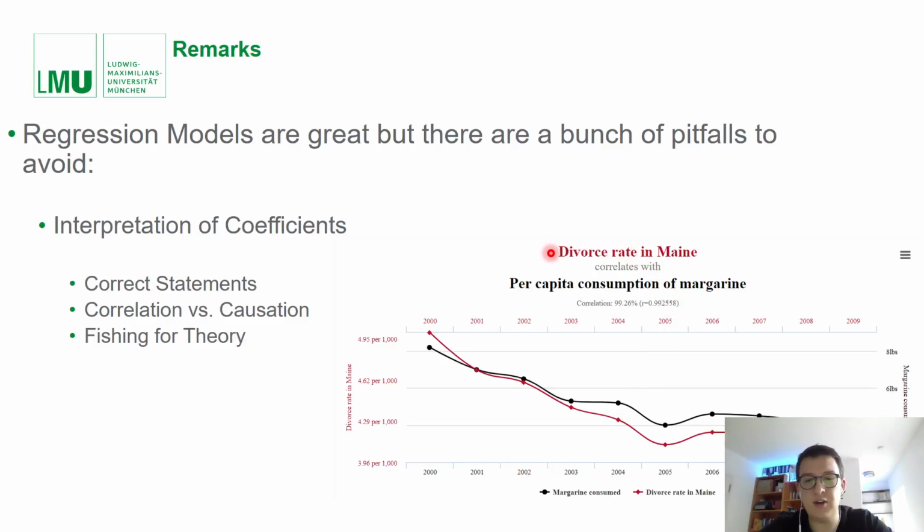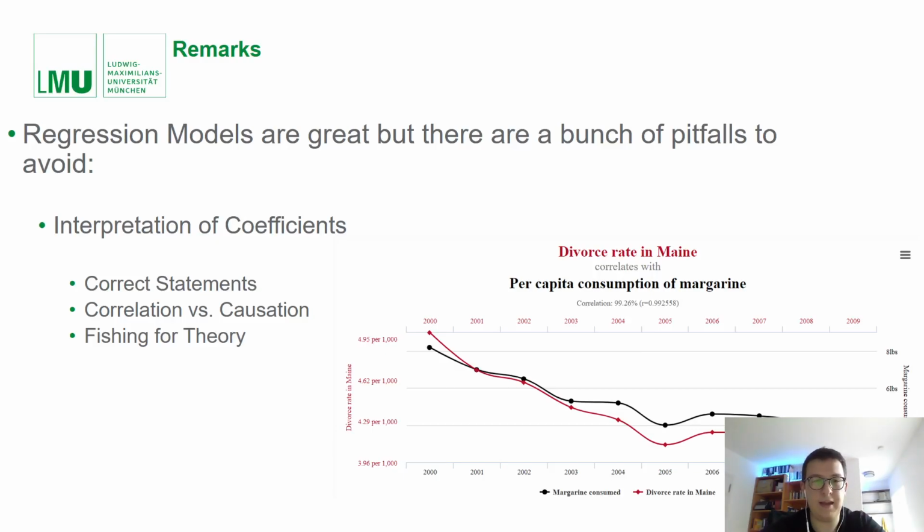Like I could now sit here and say, okay, if people get divorced more, maybe then they are unhappy and they like to consume more margarine because they like to eat greasy food after their divorce. But this is just fishing for theory. It was not suggested that there was a theoretical connection between these two beforehand.